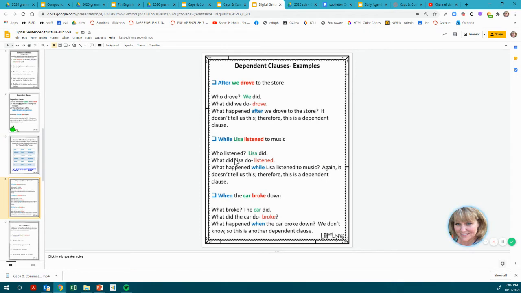And we're looking at this list. While Lisa listened to music, so we have while. That's our AWEBIST, that's our subordinating conjunction. Who listened? Lisa. What did Lisa do? Listened. What happened while Lisa listened to music? Again, it doesn't tell us. Therefore, this is a dependent clause. When the car broke down, what broke? The car did. What did the car do? Broke. What happened when the car broke down? We don't know. So this is another dependent clause.